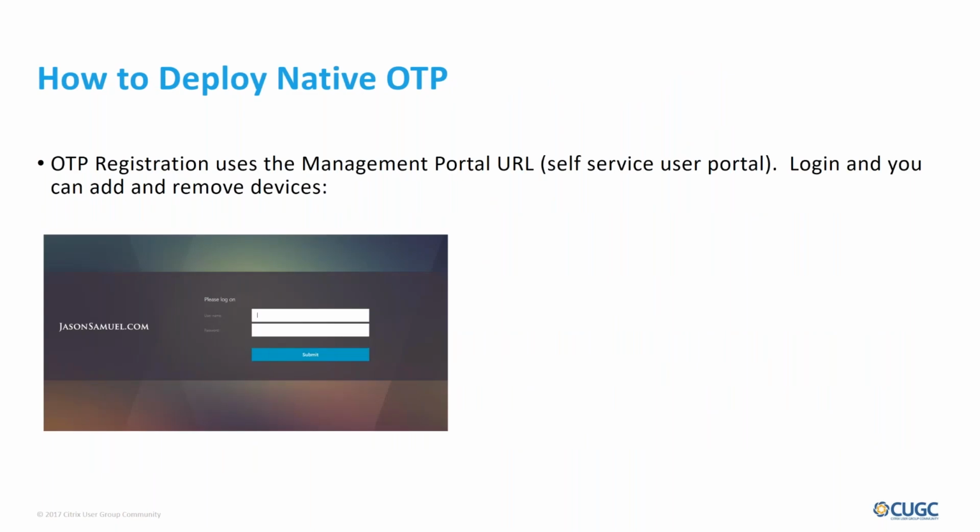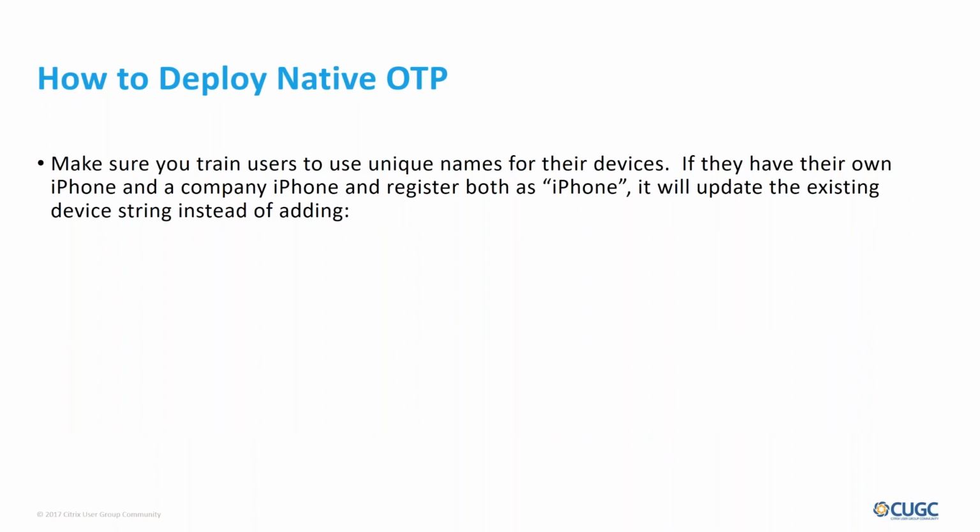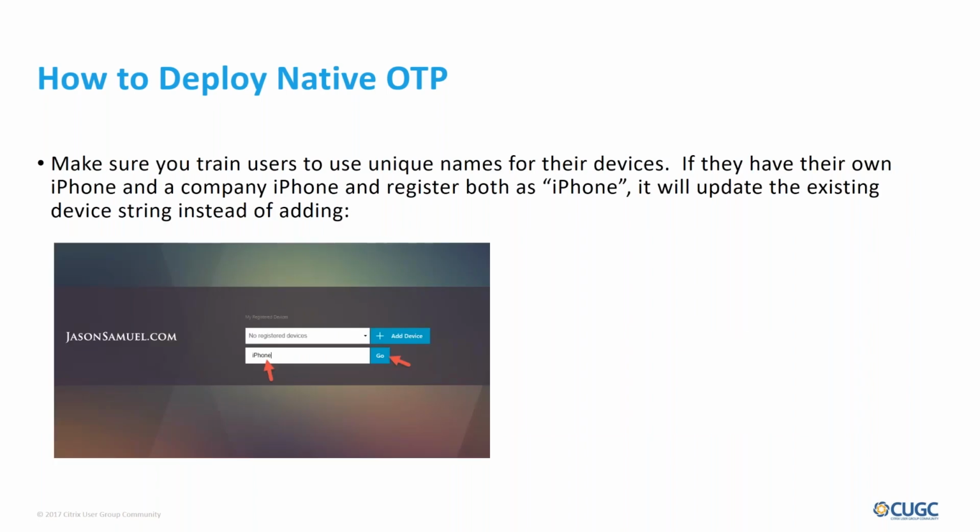Now, getting into how to deploy Native OTP. OTP actually uses a management portal, a self-service portal. It looks just like a NetScaler Gateway or Unified Gateway login. You log into it, and the next thing you see is this screen where it says no registered devices. This is what your end user would actually see. And so the end user would click on add device, and then they would have to type in the name of their device. In my case, I decided to type in the word iPhone because I have an iPhone.